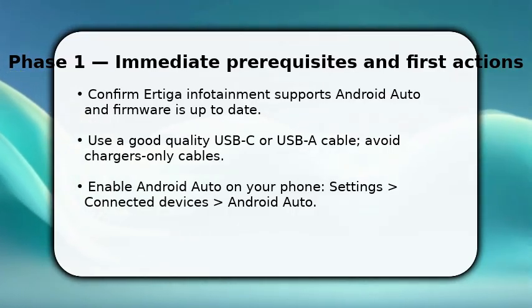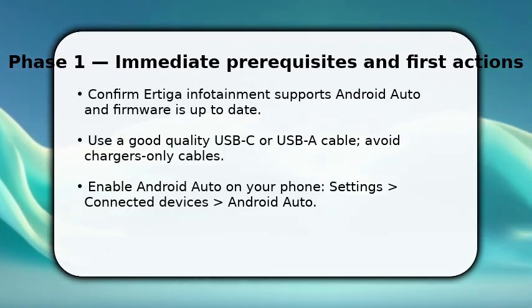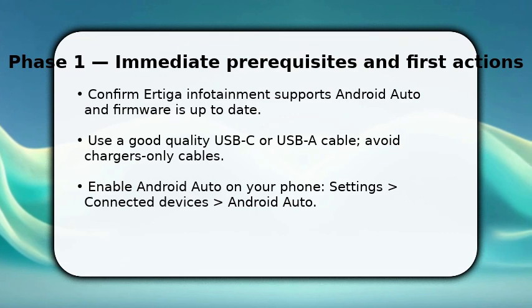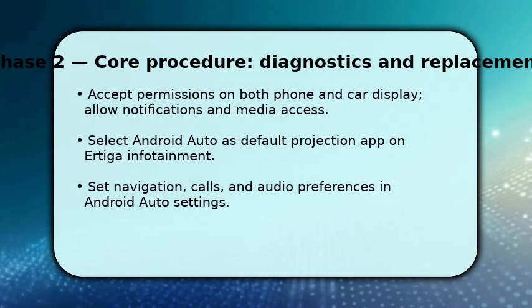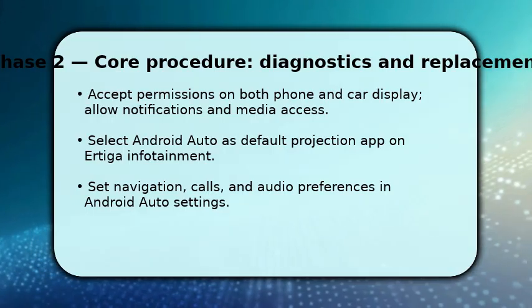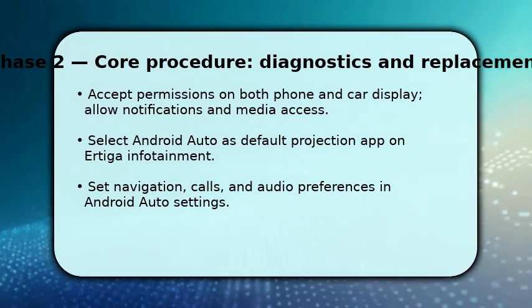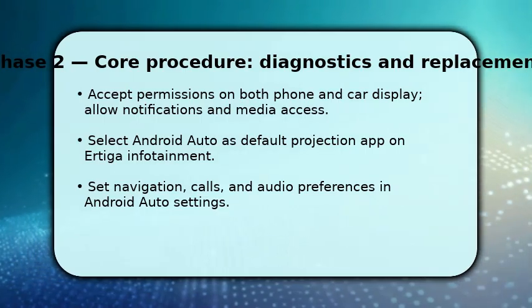If you see a welcome screen, tap to continue, because this handshake is how audio, navigation, and apps are granted control. Once connected, you must pair and configure. On the car screen, choose Android Auto as the projection app and confirm pairing. Then on your phone, grant microphone and notification access so voice and calls work.